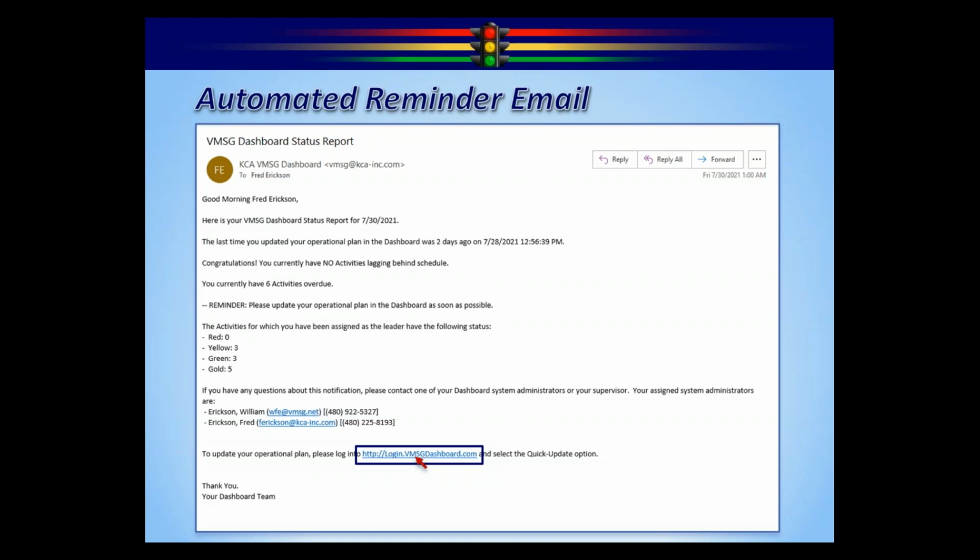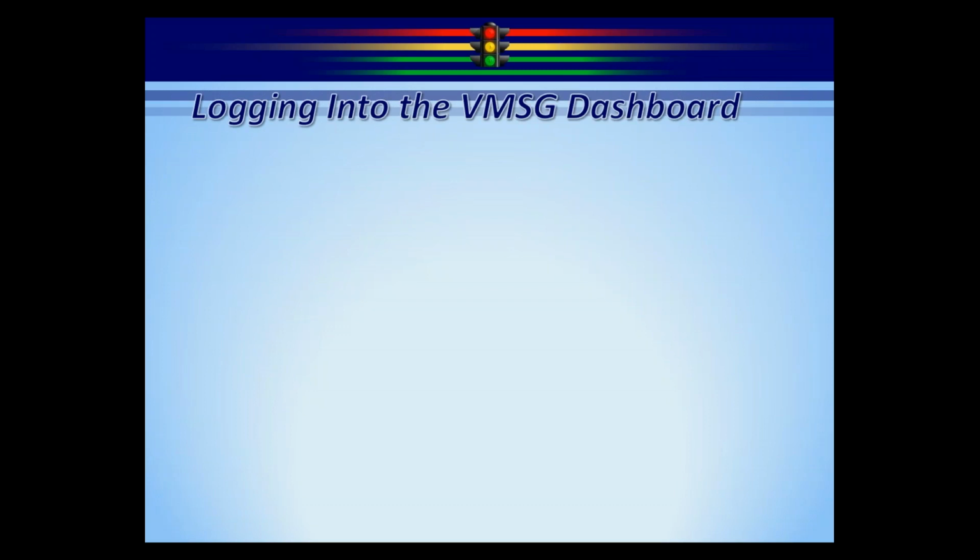First thing I'm going to do is walk you through kind of a step-by-step process. I'm just going to define the process. Then I'm going to actually go through the process for you. So logging into the dashboard. First thing you're going to do is go to this link, login.vmsgdashboard.com. That's one option. The other option is just go to vmsgdashboard.com. There's a link in the top right corner.